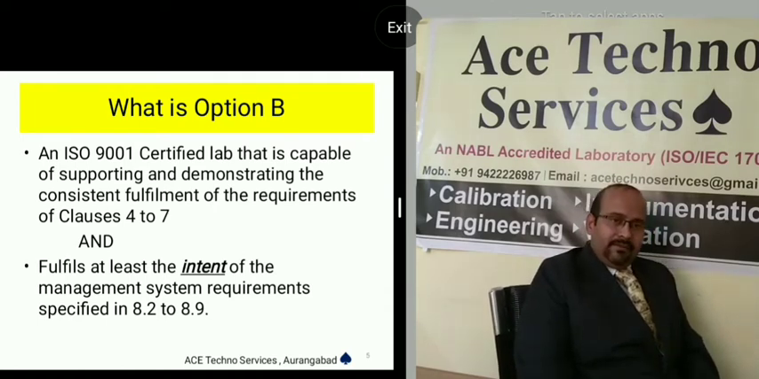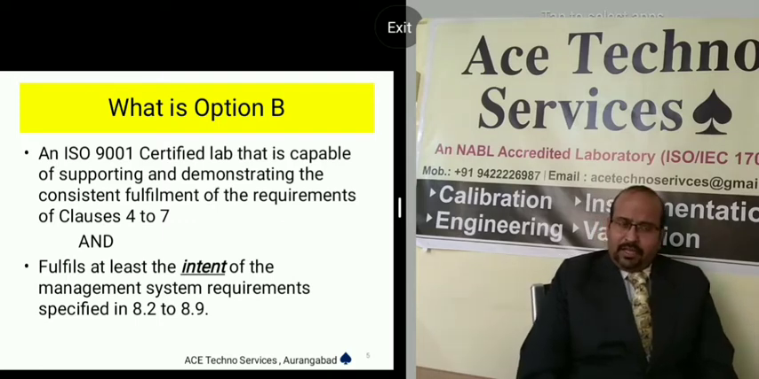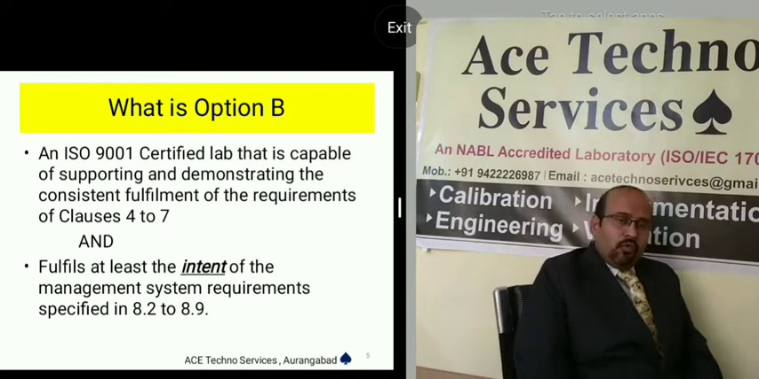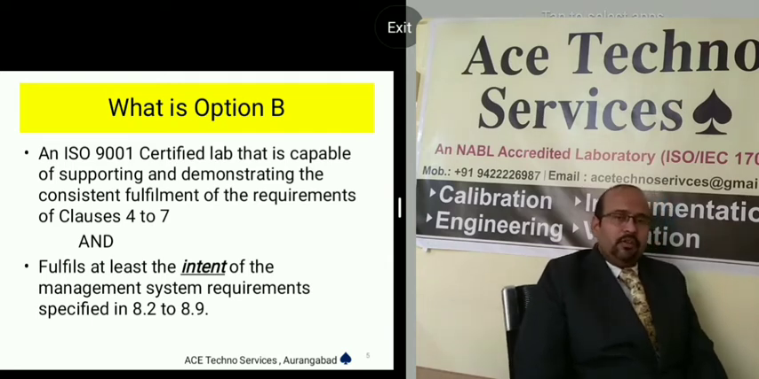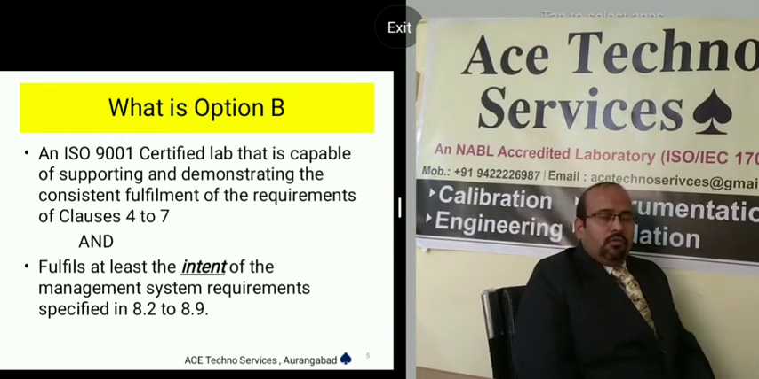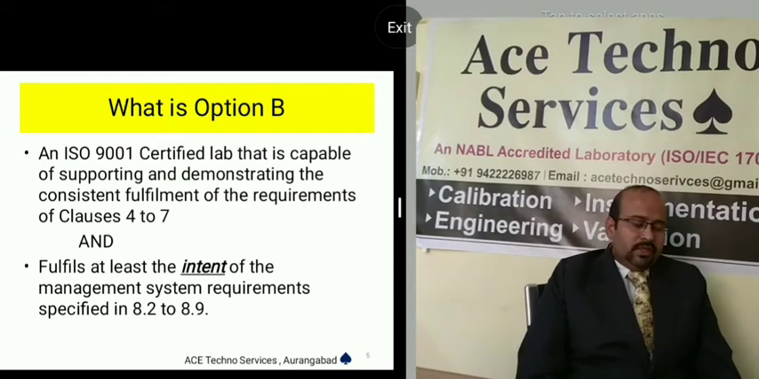When all this is done, the intent is satisfied, and then from 4 to 7 is done, then any laboratory can go to option number B, that is option B. So let us move on to the further discussion.